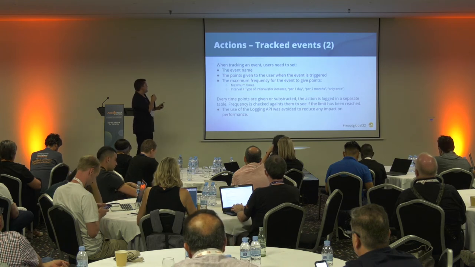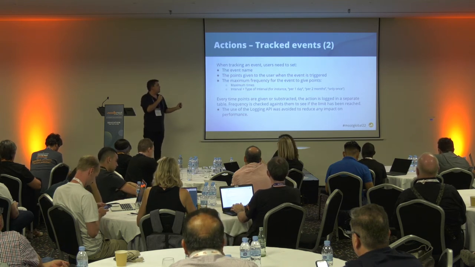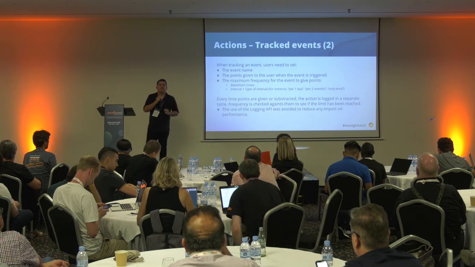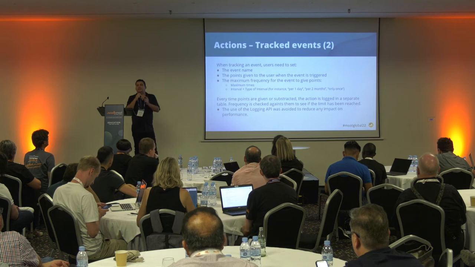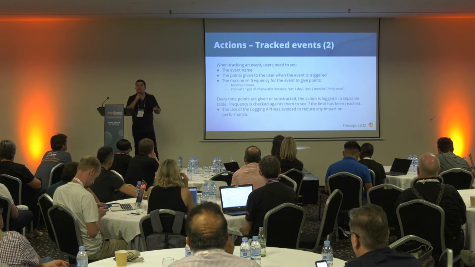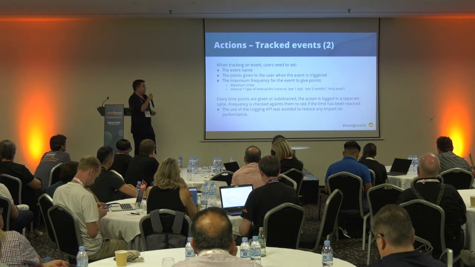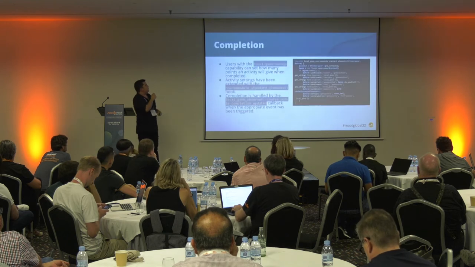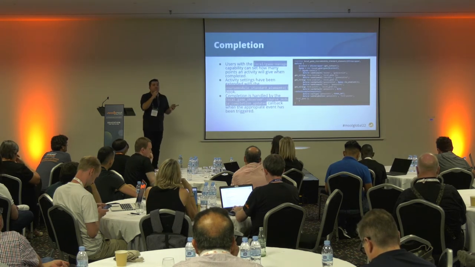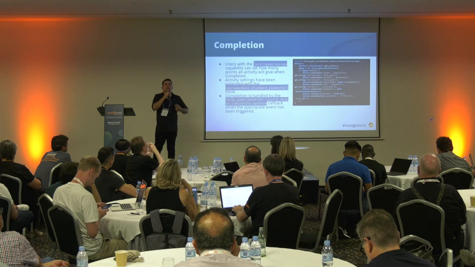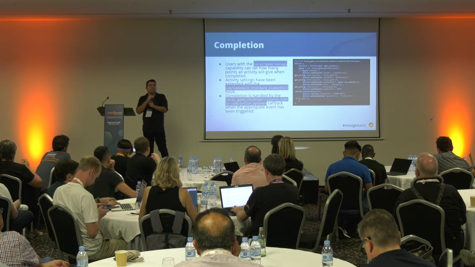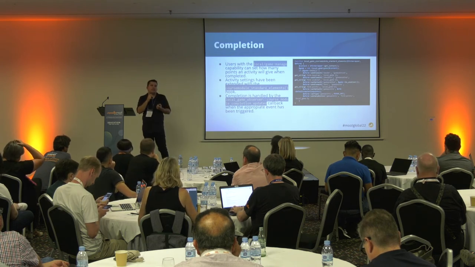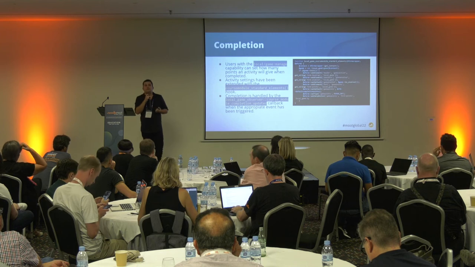Important here: I didn't want to use the standard log table, so I created a different table because of performance issues, but I'm still thinking about the best way to do that. Really quick, for completion, there's a separate observer. We observe when an activity or a course has been completed, which has a different set of points. It's apart from the rest of the events.